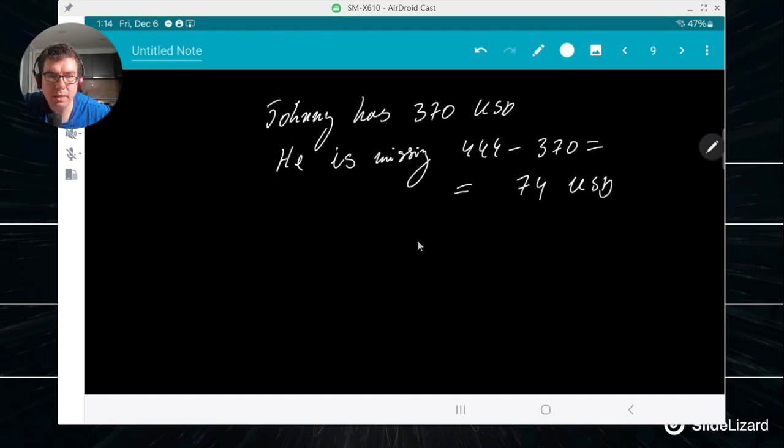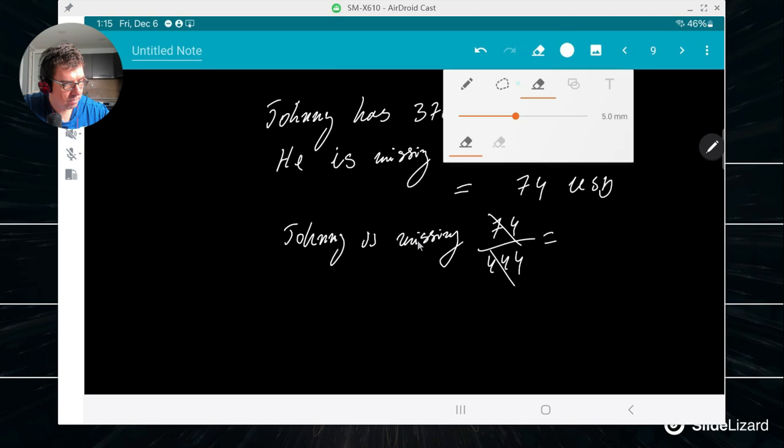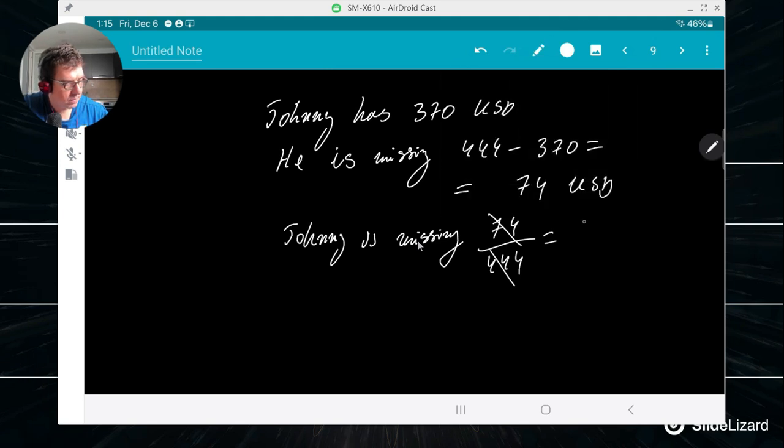So what part is 74 out of the price? So Johnny is missing 74 out of 444 of the total amount of the price itself. So we reduce here, we can divide by 4, right? Divide by 4. 74 divided by 4, so this is 1. Oh, actually we cannot divide by 4. Let's divide it by 2. So 74 divided by 2 is 37, and 444 divided by 2 is 222.